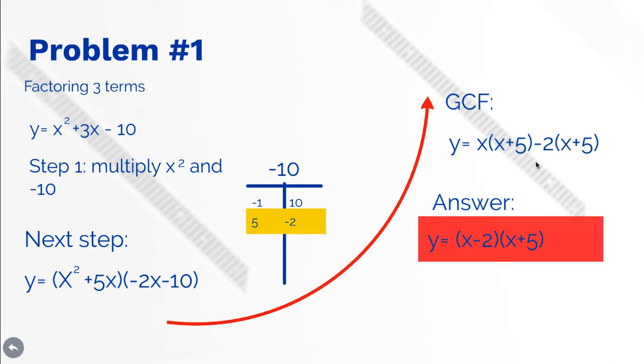And you want to make sure, this is a key tip, that the x plus 5 and the x plus 5 match up. Then you take the x minus 2 and put that together for a term. So your answer would be y equals (x minus 2)(x plus 5).